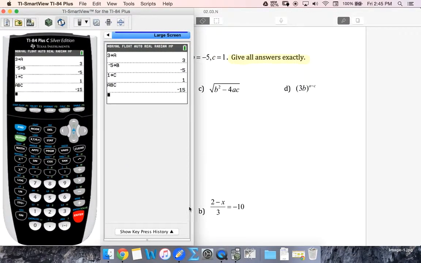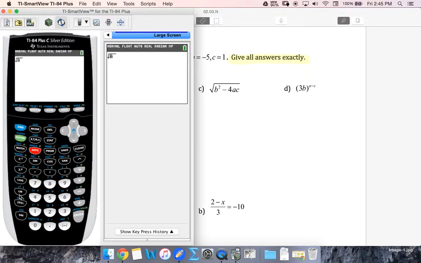Let's try that again for our complicated one here. I'm going to clear this so we have some space. So square root of B squared minus 4AC. I get this decimal that is not exact, and I had to give all answers exactly. So this is irrational. I can't write it as a fraction. If I try, it doesn't work. That tells me it's irrational. So I need to go back and figure out how to write this exactly.